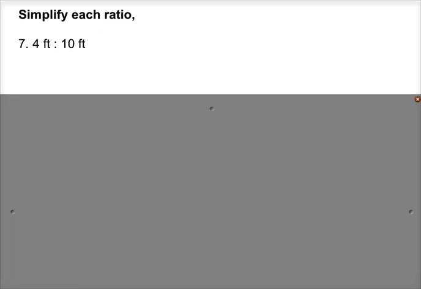Simplify each ratio. The big thing here is they have to have the same units. So 4 feet to 10 feet. I'm going to rewrite this as a fraction just so I can look at something a little different. If I think of 4 feet over 10 feet, the units will actually cancel out. The feet are gone, and now I'm just left with reducing the 4 and the 10, and they're both divisible by 2, so I'm going to get 2 to 5. As long as the units are the same, they're going to cancel out of the problem.